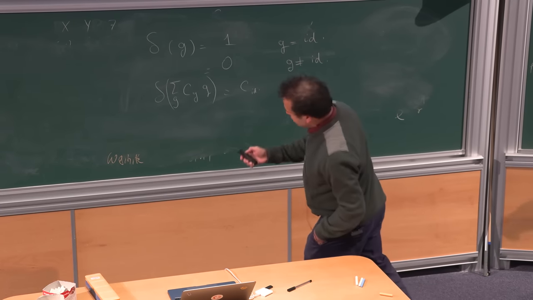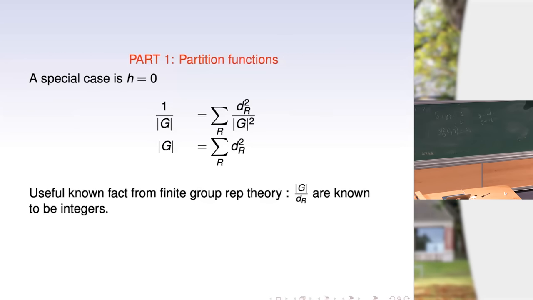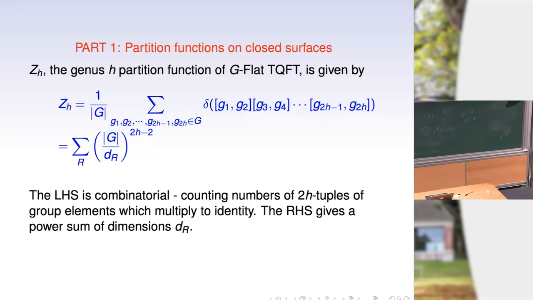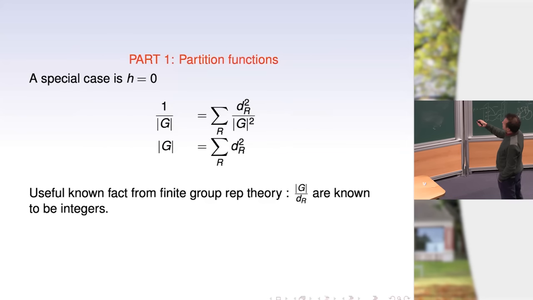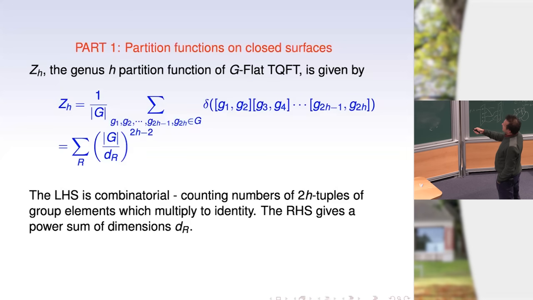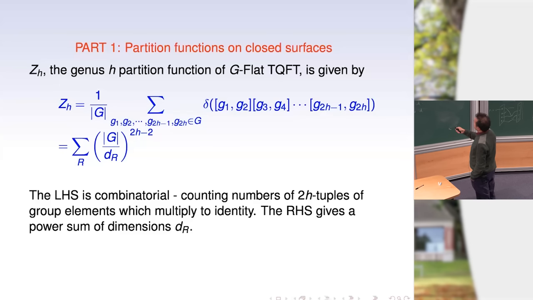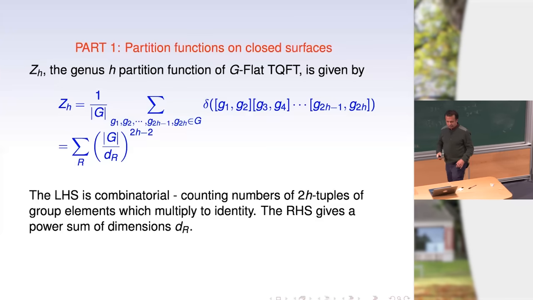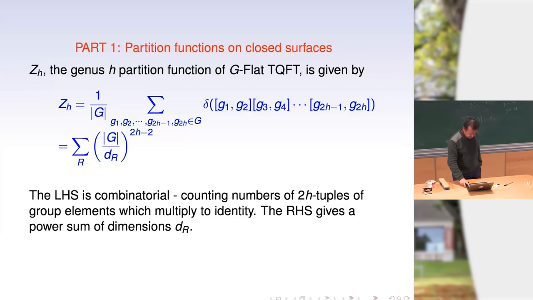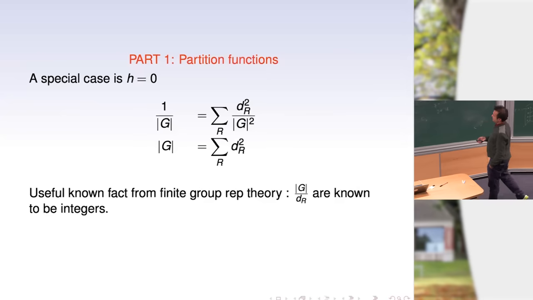Great. So now, a special case of that formula is that if you take H equals 0, what happens? The right-hand side is easy. 2H minus 2, and you get H is 0, so dR squared over G squared. And the left-hand side is essentially the number of group elements depending on the number of handles, so there's no group element. So you get 1 over G. So that's kind of the partition function, which is consistent with all the gluing relations and everything.